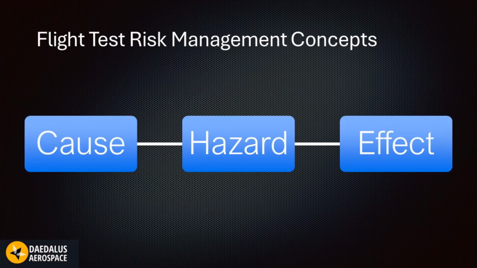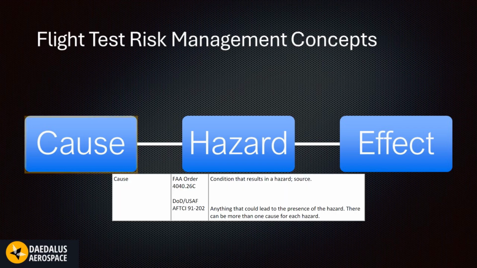Now, this is common sense, what I'm showing here, but also these words have specific definitions in the context of flight test risk management. Now, a cause is a condition that results in a hazard. It's the source. It's anything that could lead to the presence of the hazard, and there can be more than one cause for each hazard.